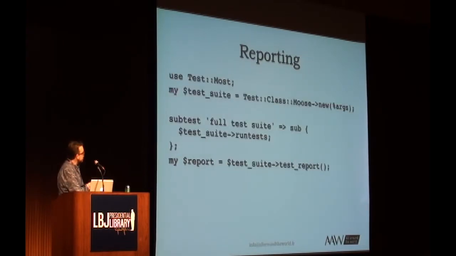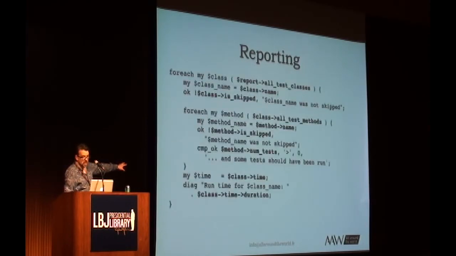So what you do in this case, you instantiate your test suite object, and then you run that in a subtest. So this requires that you have a Test::More greater than, I don't remember the number, 0.88? I can't recall. And then, subtest, full test suite, you run it there, and then my report, you get your test suite object. And then if you wanted to, this is all documented in the code, not documented as well as it could be. You can just get all your test classes. You can assert that none of your classes were skipped, which would probably break your case. You then, for that class, can get all your test methods. You can get the method name. You can assert that the method's not skipped, num tests, whatever. We have some tests run. Down here, we get a time object. And we can just say, oh, here's how long this test class took to run.